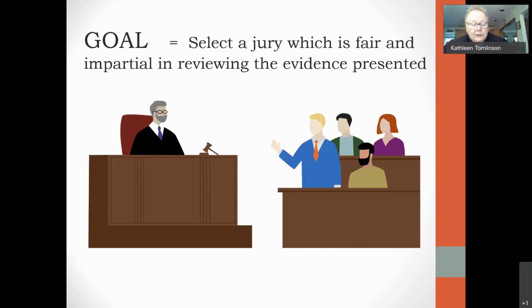Jurors have to determine what the facts in the case are and what they believe the facts are. When it's time to deliberate and reach a verdict, every single juror's opinion is equal. No one's opinion is to be given more weight than any other. And the verdict has to be unanimous.